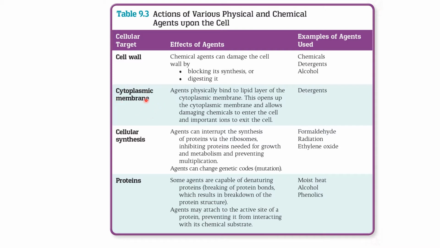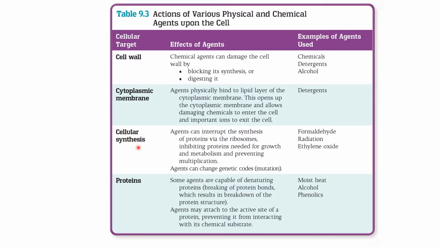Now, they can also target the cytoplasmic membrane, or basically the plasma membrane of the microbe. So these agents bind to the bilipid layer of the plasma membrane, and they kind of break it open. And as the plasma membrane breaks open, the chemicals enter into the cell, again affecting the cell. And certain detergents can do that.